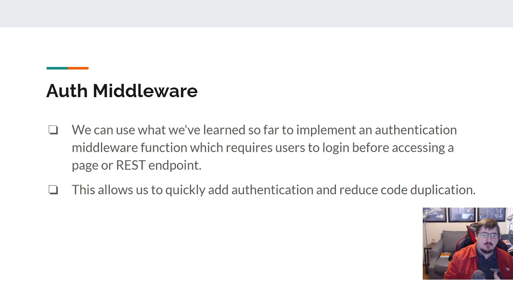So we can take what we've learned and implement that as a middleware function. We can make that middleware function require you to be logged in anytime you visit a page or a REST endpoint. We can implement it for both of those things, and this really allows you to quickly add some authentication to your pages without a lot of code duplication. Let's say you have that JWT verify thing. Maybe you don't want to put that in every place where you need to be logged in, right? I'd like to just add a middleware into those places. Cool.